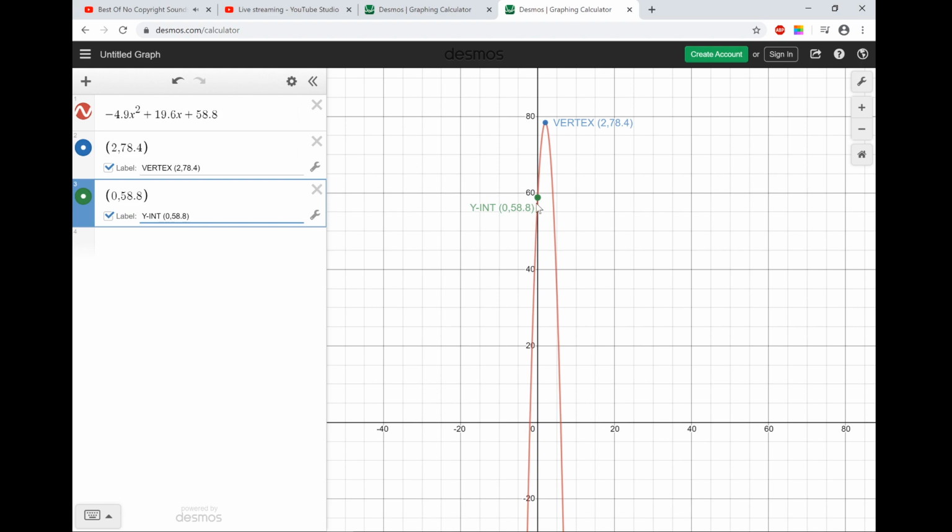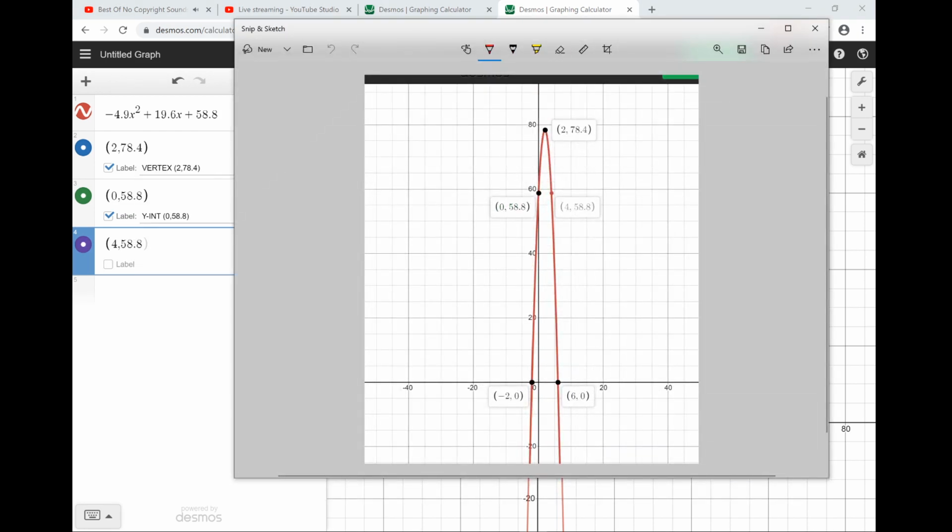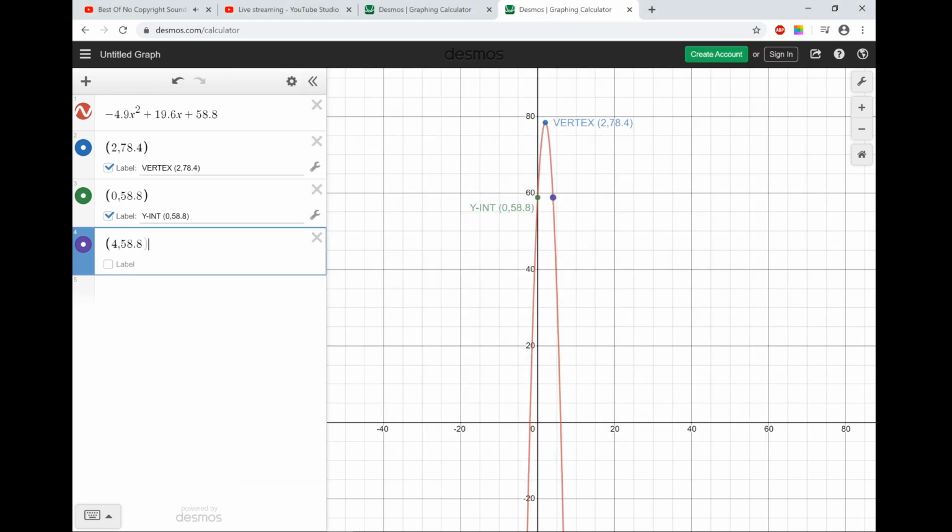Where's Nicholas? I haven't heard Nicholas. Is it 2 comma 78.4, or 278.4? For the vertex? Oh, it's 2 comma 78.4. Making sure. That's why I was a little confused.